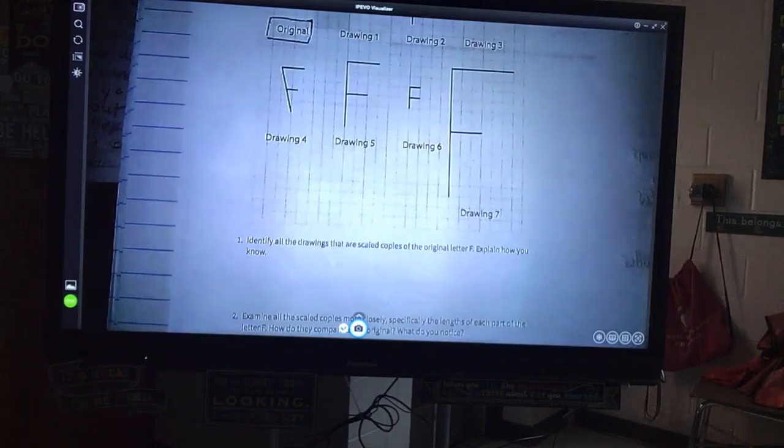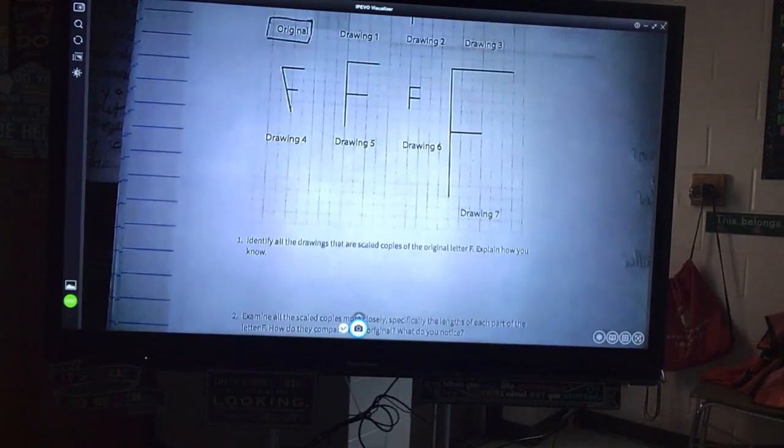Examine all the scaled copies marked plus 6. Did she say something about number 2? Nobody knows. I don't know. Did they say to do number 2? I don't know. No one knows. If everybody says they don't know, then that means they didn't hear number 2, which means we don't have to do it, because she didn't tell us to do it.